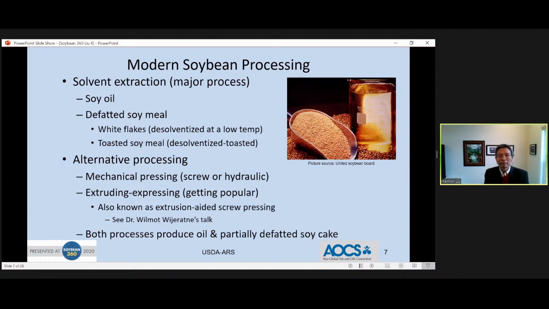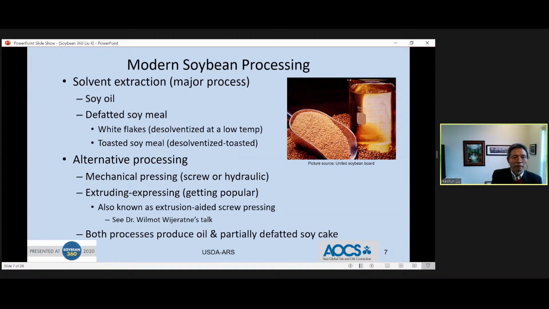Modern soybean processing's major feature is solvent extraction. I'm not going to get into detail about this process, as we had a speaker previously talk about this area. The major products are soy oil, which is mostly for edible applications, and then the desolventized soy meal. In the desolventized soy meal, we have two types of products. One is the white flakes, which are desolventized at a lower temperature. I think the previous speaker, Mr. Richard Wooser, talked about white flake production. The other, major one is toasted soy meal, where during desolventizing the soy meal is heated, toasted.